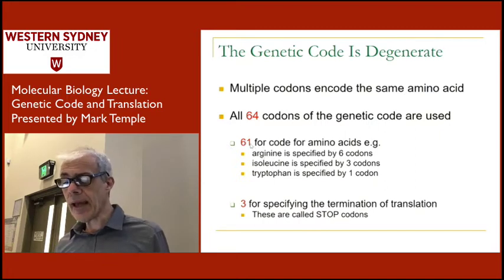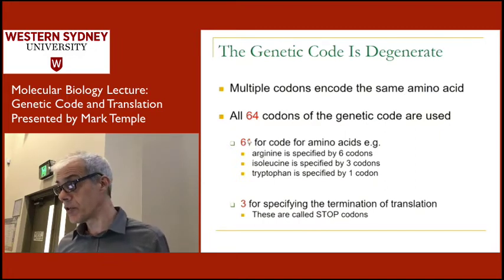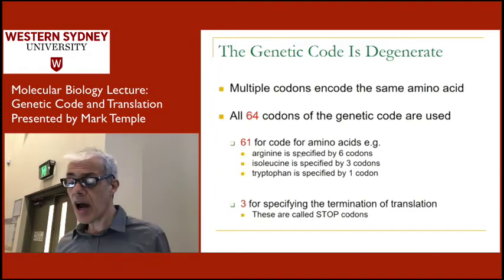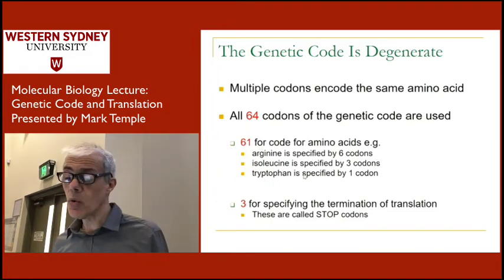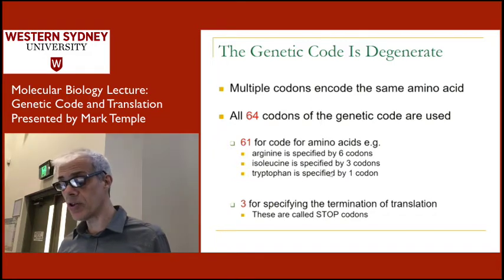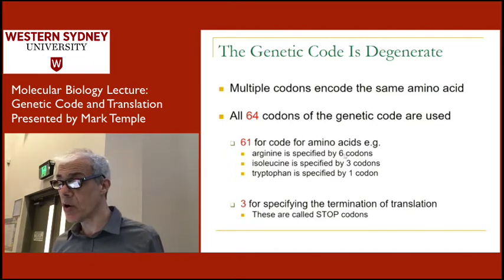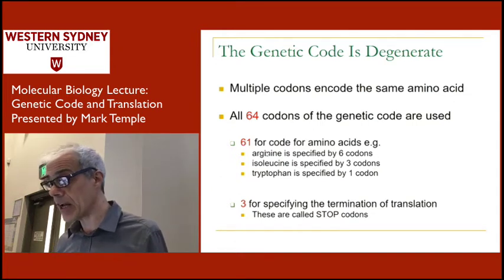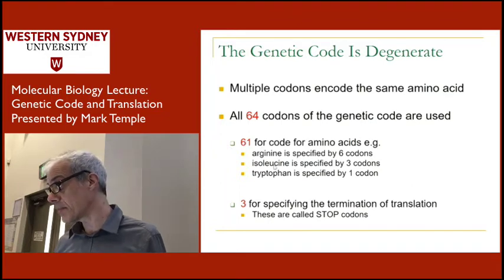So out of the 61 codons coding for 20 amino acids, there are instances where one codon codes for one amino acid, but that's fairly rare. So there's one codon only for tryptophan. But there are instances where 6 different codons of these 61 all code for the same amino acid, which is arginine. And typically 3 or 4 will code for an amino acid. All right?